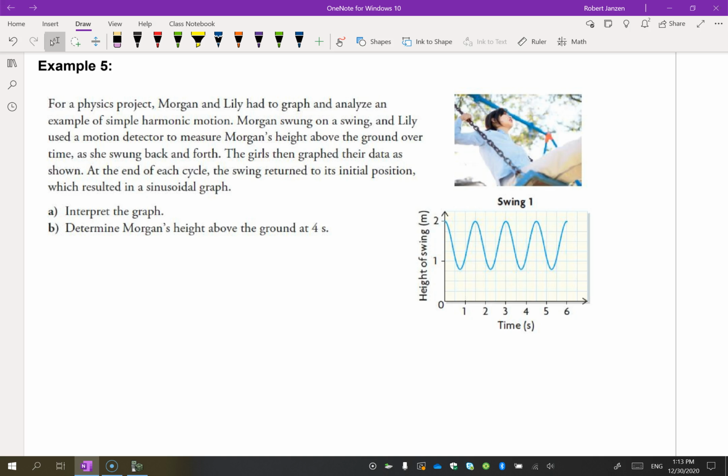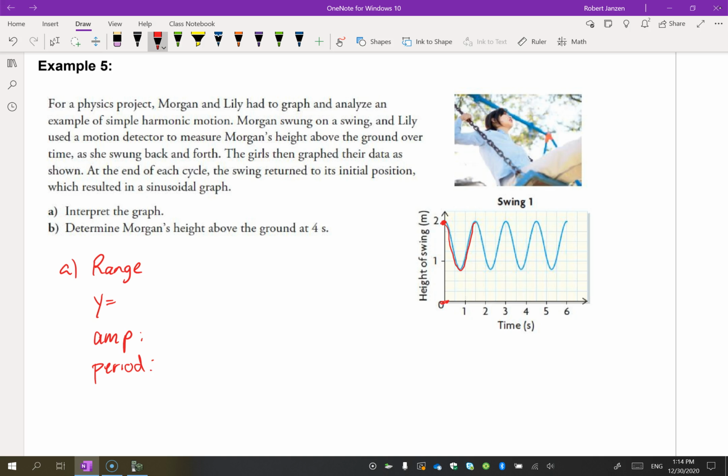Well, first of all, interpret the graph. Let's take a look at what's going on here. At time 0, the swing is at 2 meters high. Then you swing down and back up. Okay, so for A, let's list some of those things we were just doing: the range, what is the midline, what is the amplitude, and what is the period.